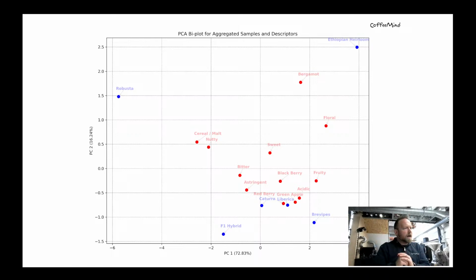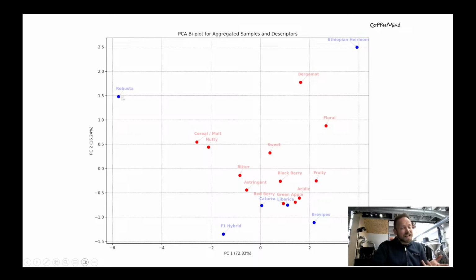And by looking at this chart, you can see how they tasted by just looking at the spatial closeness or distance. You can see here the Ethiopian Heirloom tastes mostly like bergamot and was the most floral and also fruity. I'm looking at the x-axis here. The x-axis explains 72%, and the y-axis only 16%. So the Ethiopian Heirloom was high in bergamot, floral, and fruitiness.